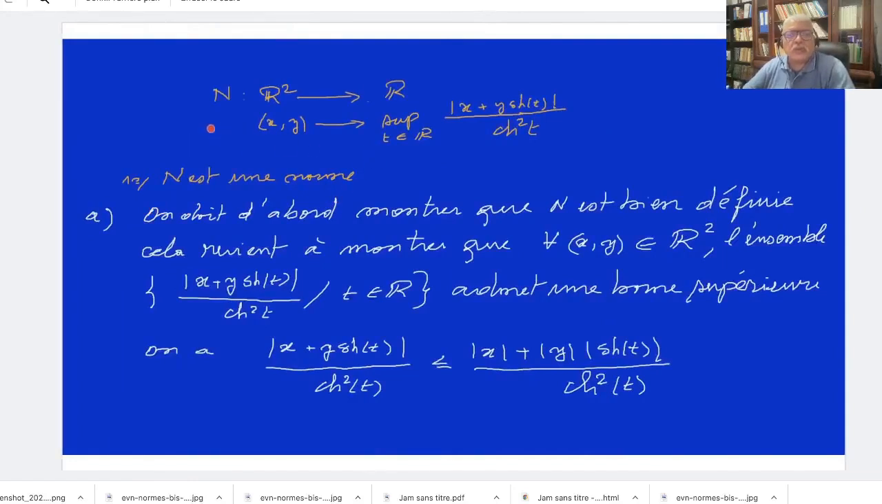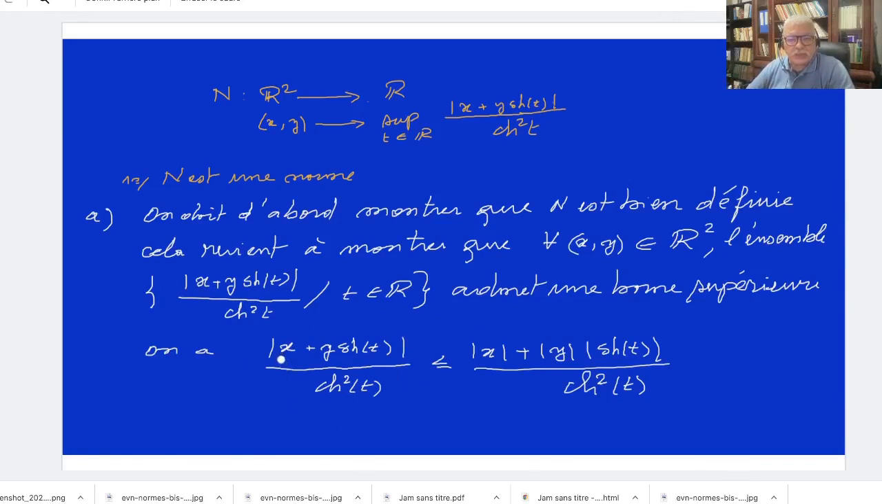Now, first question, we will show that n is a norm. So in this type of question, when n is defined by a sup, we must first prove its existence. In other words, we need to prove that the set of real numbers of the form absolute value of x plus y sh of t over ch squared of t, when t describes R, for given x, y, admits a supremum. For this, it is enough to verify that it is bounded above. We will therefore try to bound it by a quantity that does not depend on t.